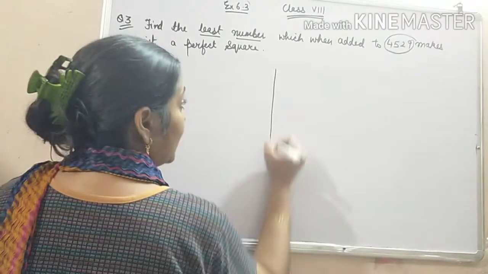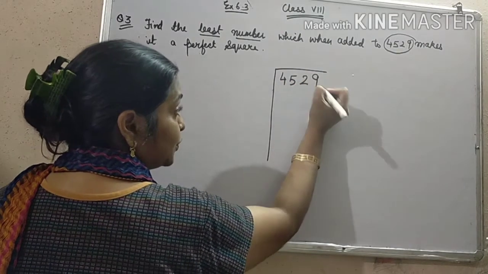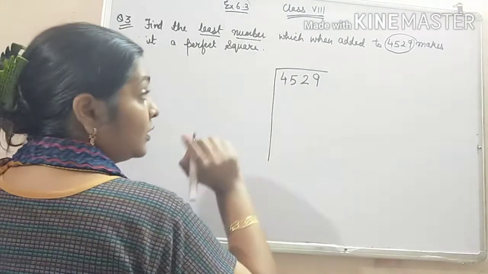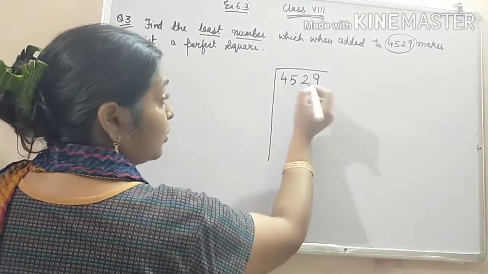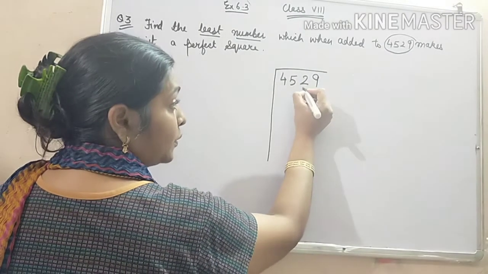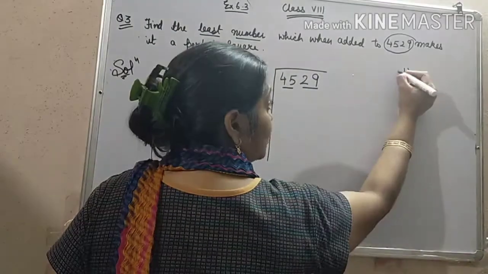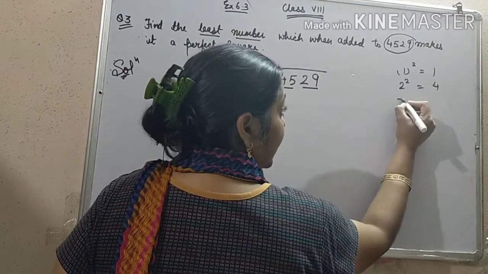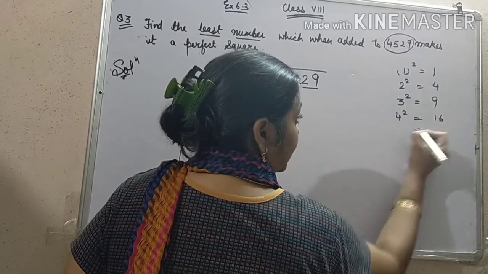We have to find a number which must be added to 4529 to make it a perfect square. So, while finding the root of a number using the long division method, we make pairs from the right towards the left. And for this, you must know the squares of the first 10 numbers. Write them down for your convenience.